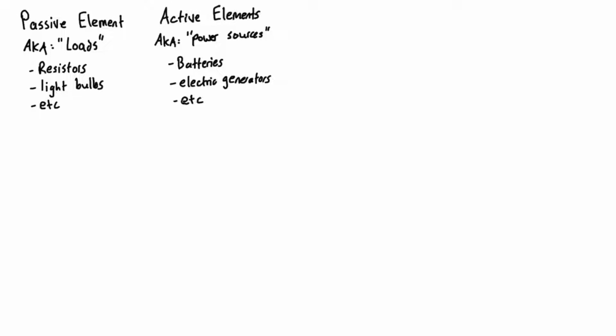Now, there's a sign convention that we use to talk about these two different things, and we call it the passive sign convention, and it arbitrarily defines power flowing out of the circuit to be positive and power flowing into the circuit to be negative.